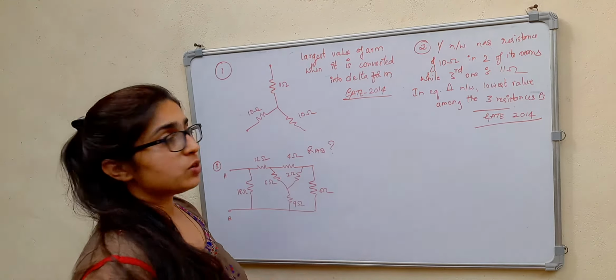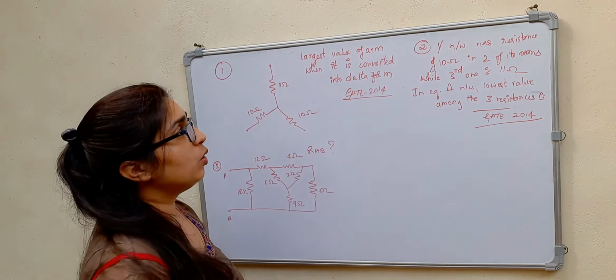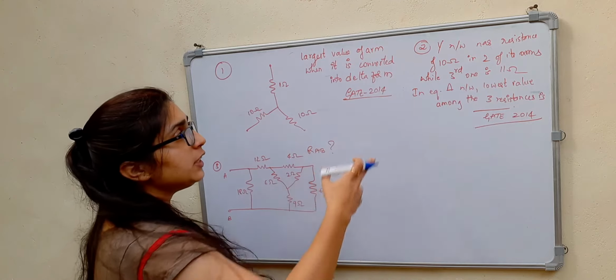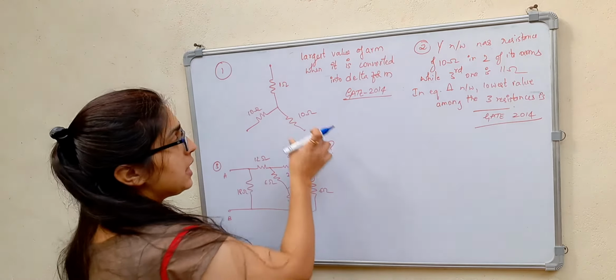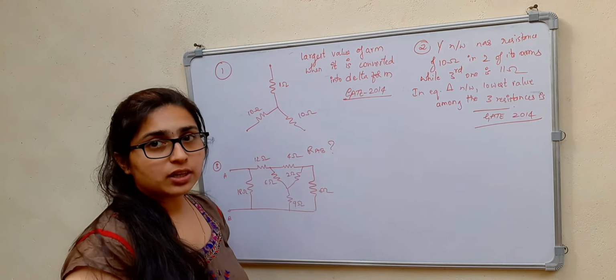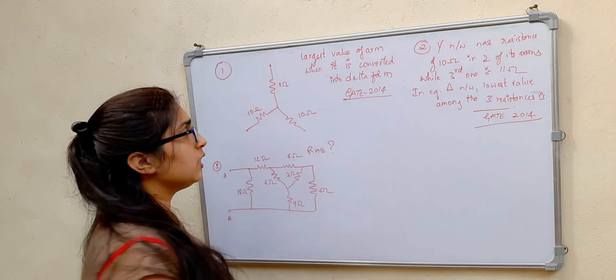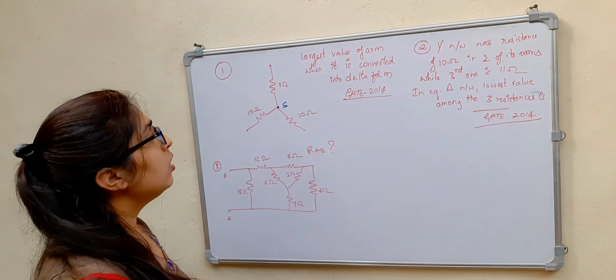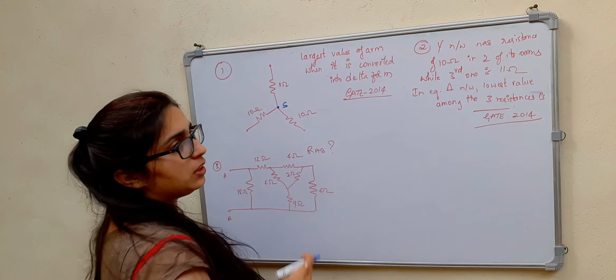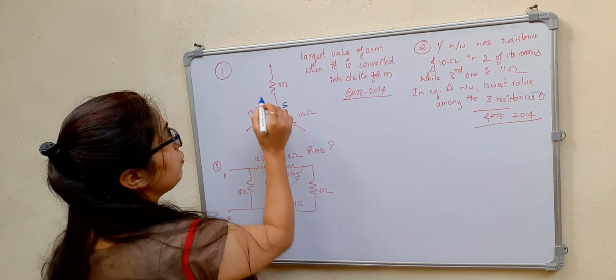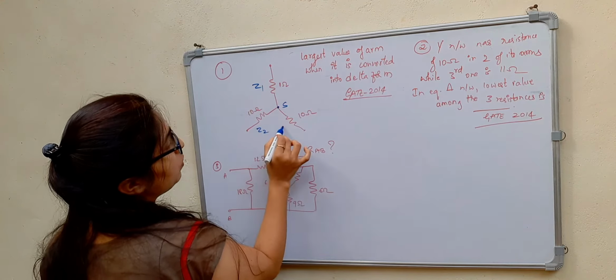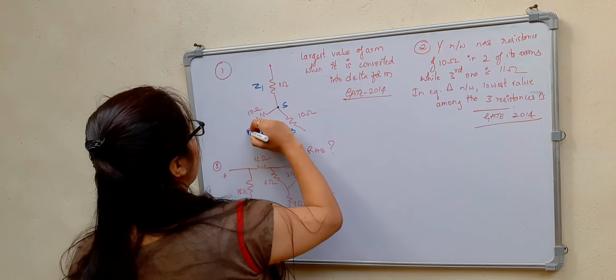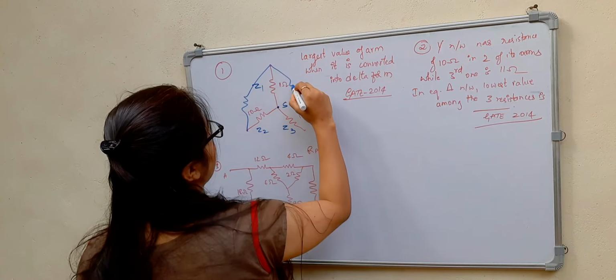Problem: we have to find the largest value of arm when it is converted into delta form. Means they have given you the Y connection, or it is also called a star connection. This is the star point, that is a neutral point. Now if I want to convert this to delta, if this is Z1, this is Z2, and this is Z3, we have to convert it into delta form.